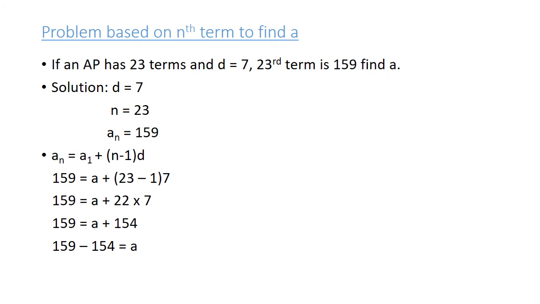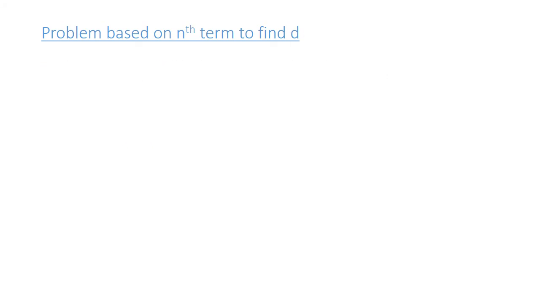So 159 minus 154 is equal to A. A is equal to 5. Correct? Yes. Next question is to find D.